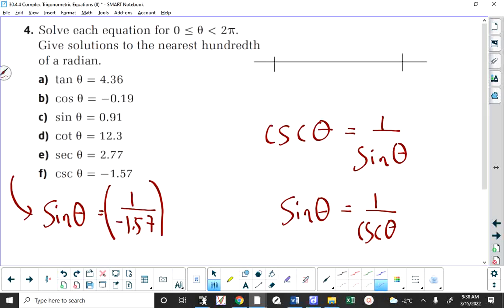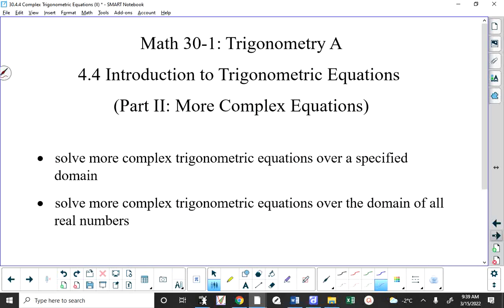And we teach you in Math 20 that you find the reference angle, you locate the quadrants, and you draw the rotation angles. So keep that in mind as we go through this lesson. We are always trying to make things into a simpler problem. So what are we solving here? More complex trigonometric equations. Whether it's over a specific domain like 0 to 2 pi, or negative pi to pi, or whether it's over a domain of all real numbers.